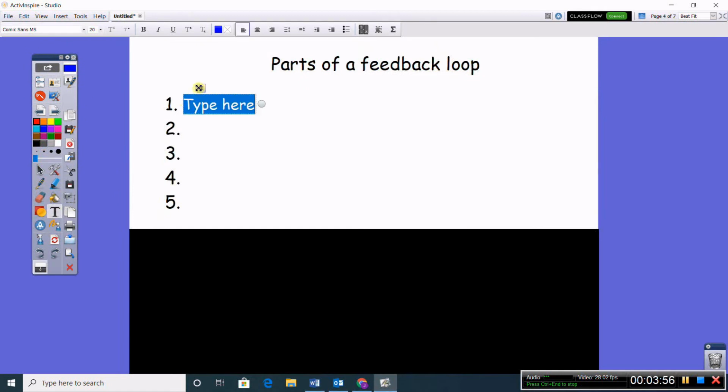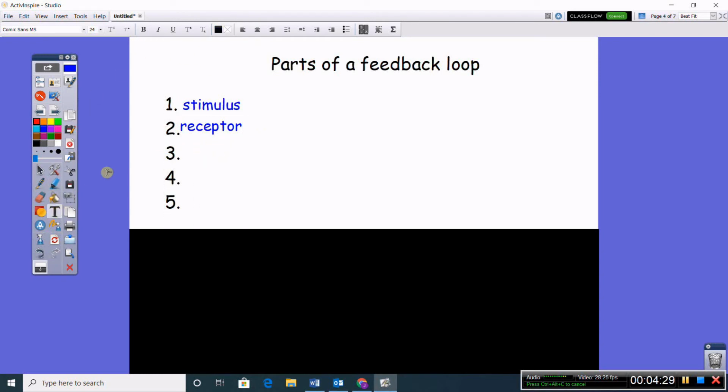So the first part of a feedback loop is going to be the stimulus. That's what's causing the change. It could be that you're too hot. It could be that you're too cold. Next, whatever is changing has got to be picked up by a receptor. So that could be a temperature receptor in your skin.